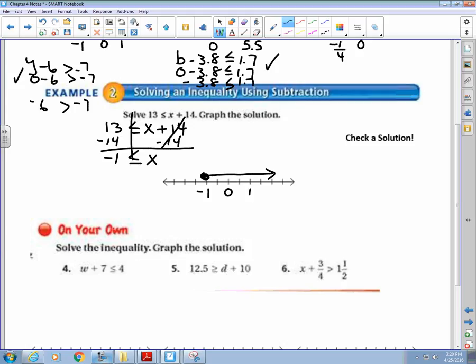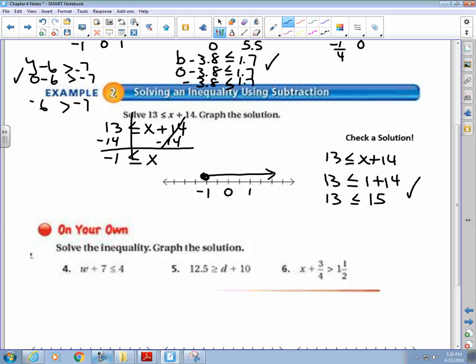So I'm going to plug in the 1. I have 13 is less than or equal to x plus 14. I'm going to plug in 1 for x, and I'm going to go ahead and simplify. 13 is less than or equal to 15. And 13 is less than 15, so that works.